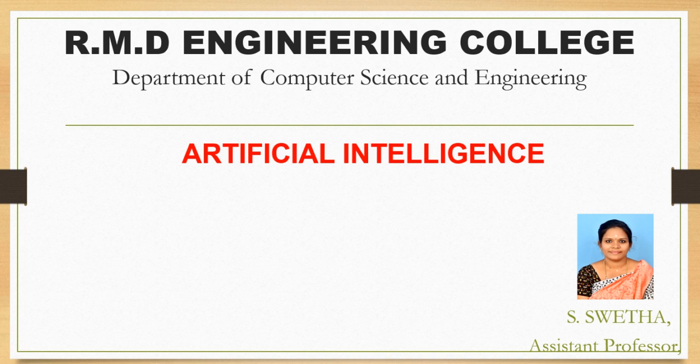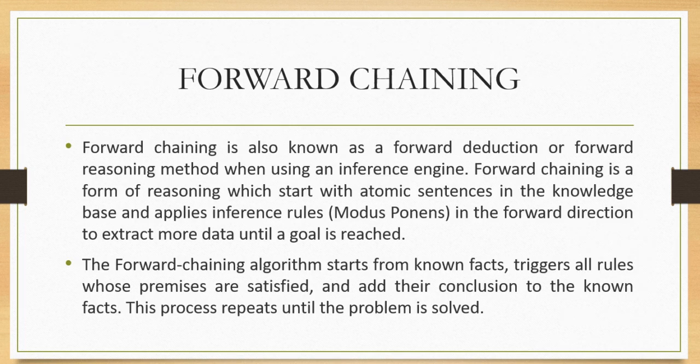In today's lecture, we'll see about forward chaining. Forward chaining is also known as forward deduction or forward reasoning method when using an inference rule. How we are going to solve is we'll start from facts and trigger all the rules which are satisfied, and then they will give the conclusion to the known facts. This process will repeat until the problem is solved.